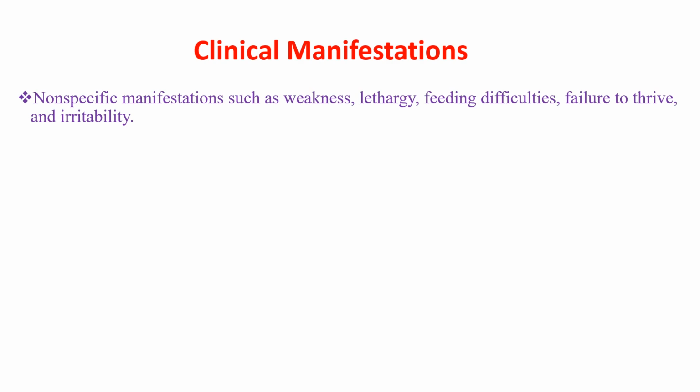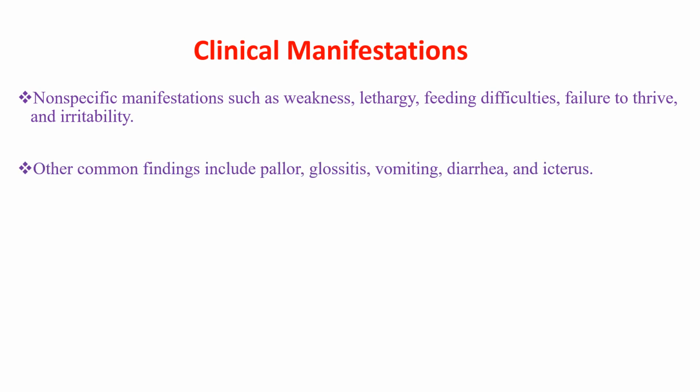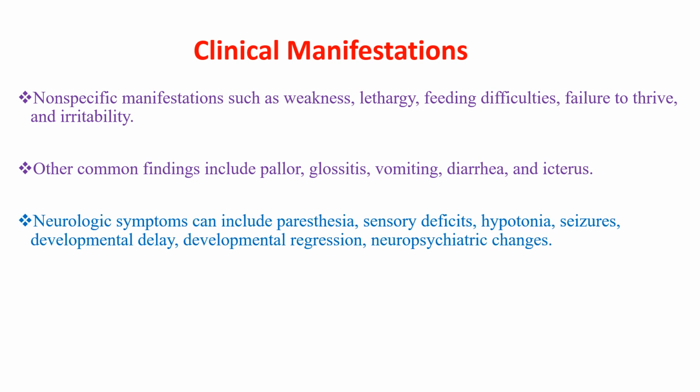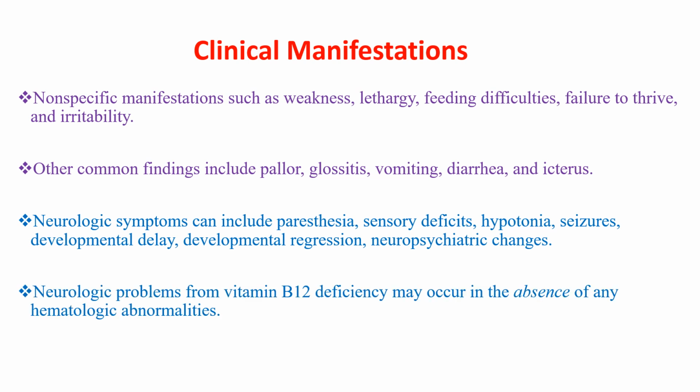Clinical manifestations include non-specific manifestations such as weakness, lethargy, feeding difficulty, failure to thrive, and irritability. Other common findings are pallor, glossitis, vomiting, diarrhea, and icterus. Neurologic symptoms can include paresthesia, sensory deficiency, hypotonia, seizure, developmental delay or regression, and neuropsychiatric changes. Neurologic problems from B12 deficiency might occur in the absence of any hematologic abnormalities.